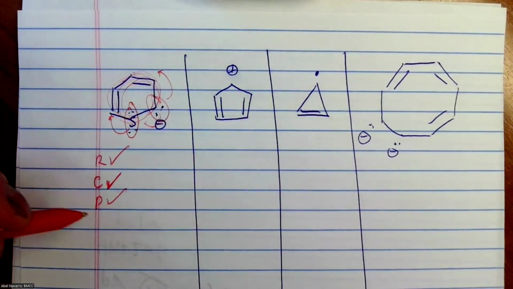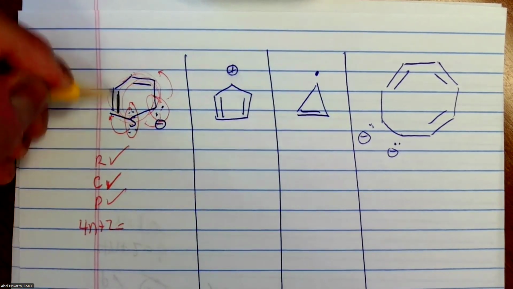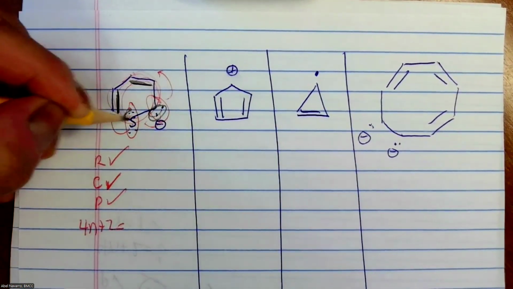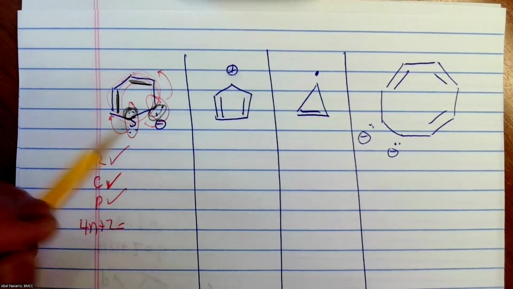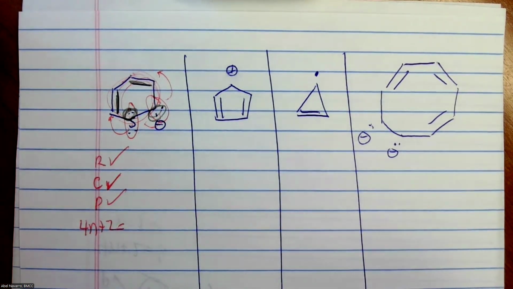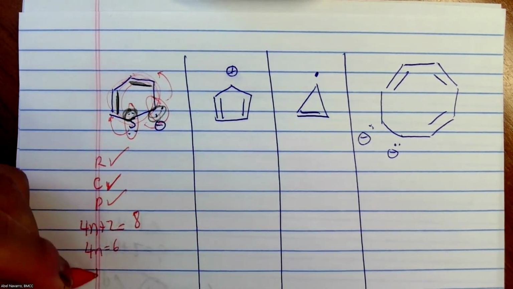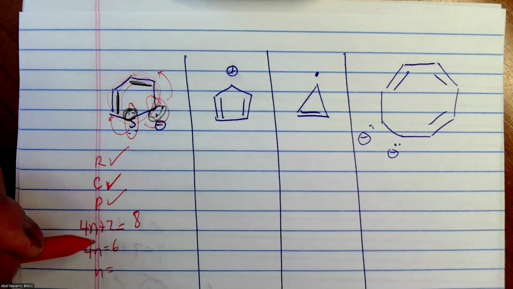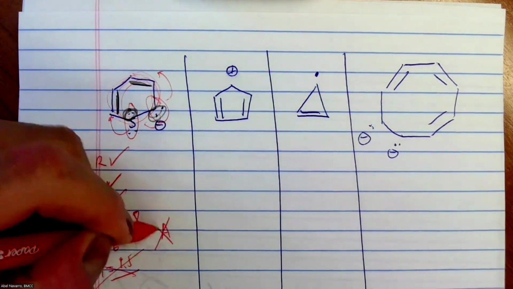Now let's do the Huckel for aromatic. 4n plus 2 is equal to pi electrons. How many pi electrons? 2, 4, 6, 8. Okay, what happens with this lone pair of the sulfur? The second lone pair does not participate. Sulfur can only participate with one lone pair. The other one is out of the plane, so it cannot do resonance. Okay, so it will be 8. 4n plus 2 is equal to 8, so 4n is equal to 6, and n is 1.5, and that's not a whole number. So is it aromatic? No, it's not aromatic.